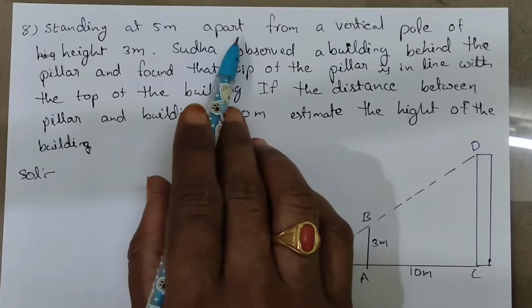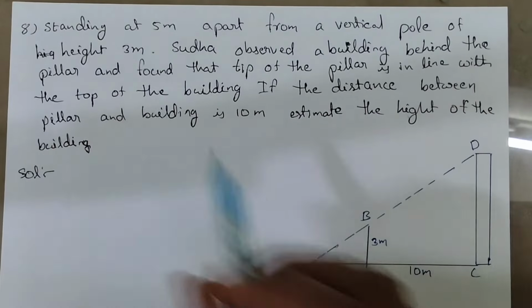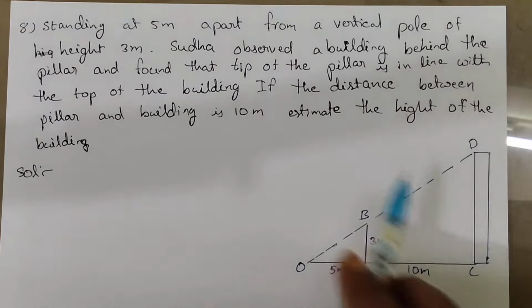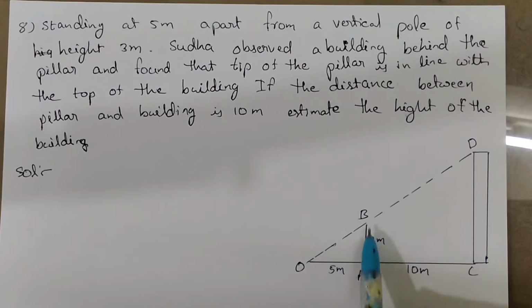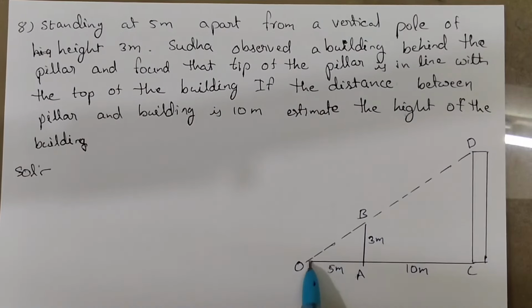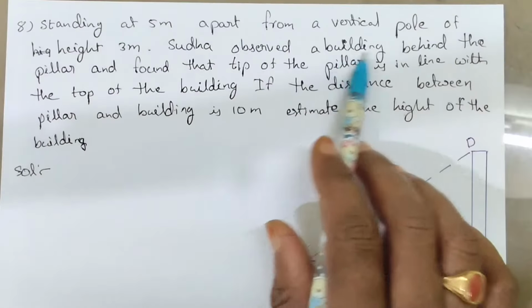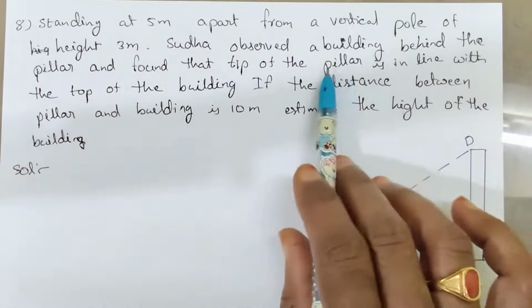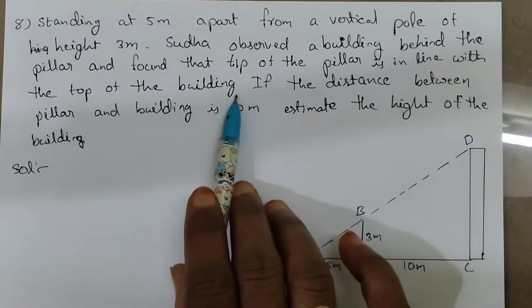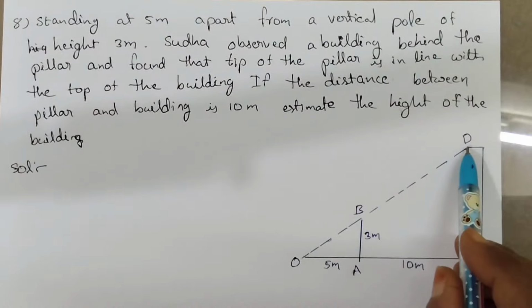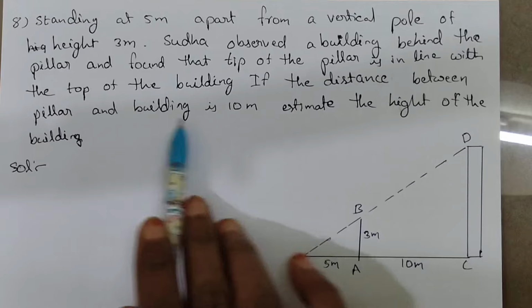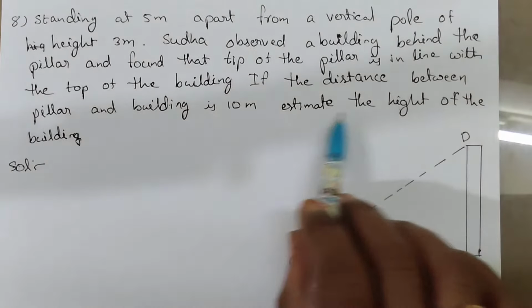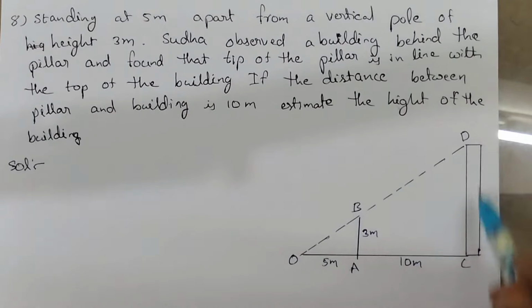Here, standing at 5 meters apart from a vertical pole of height 3 meters. The vertical pole height is 3 meters, and the distance is 5 meters. Sudha observed a building behind the pillar and found that the tip of the pillar is in line with the top of the building. Here one building is there, and this is the top of the building. The distance between pillar and building is 10 meters. Estimate the height of the building.